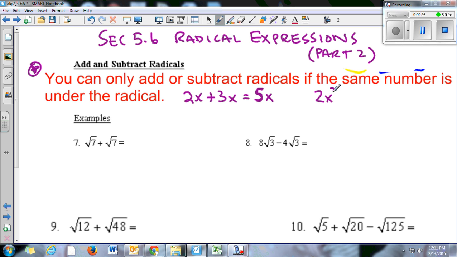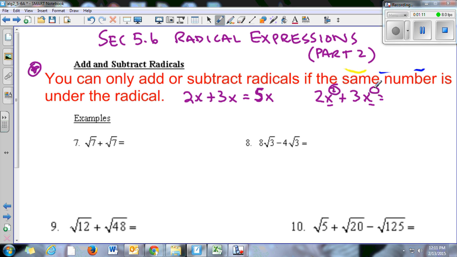If I have 2x squared and I want to add that to 3x, can I do that? Well, they both have the same variable. This one has a power of 2 and this one doesn't. So those are not like terms, and so I have to leave that just the way it is.